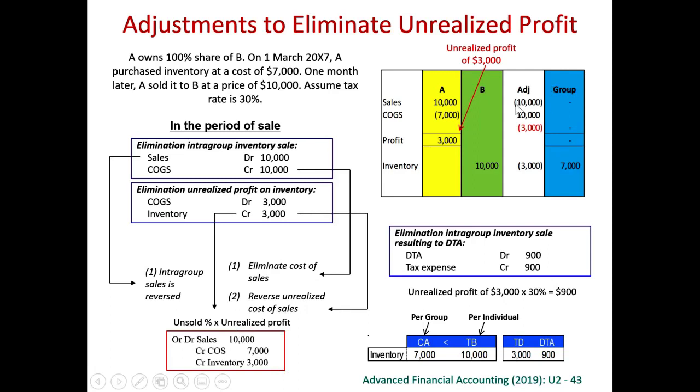So we debit sales, so sales will become 0. There's no sales to an outside party. Because there's no sales, there should not be any cost of goods sold. So when you credit cost of goods sold 7,000, exactly you offset this 7,000 that A has recorded. There's no sales, there's no cost of sales. In addition, when we credit inventory, the inventory figure has been reinstated to 7,000. So this is the situation on consolidation. Everything has been restated as if there's no intragroup transaction at all.